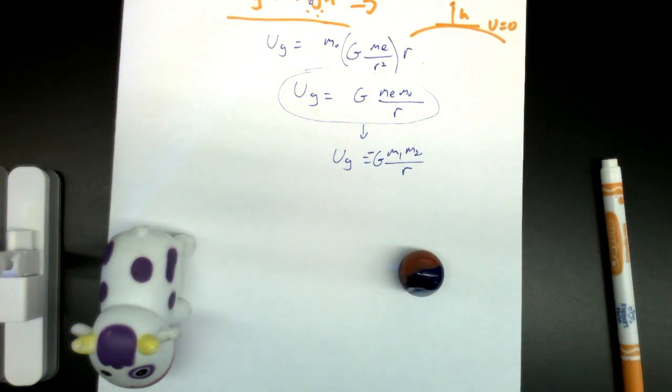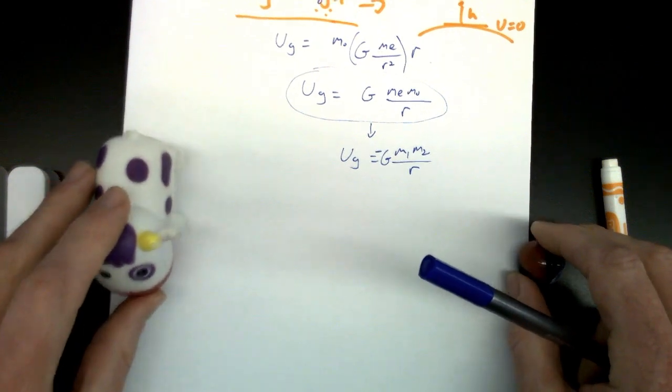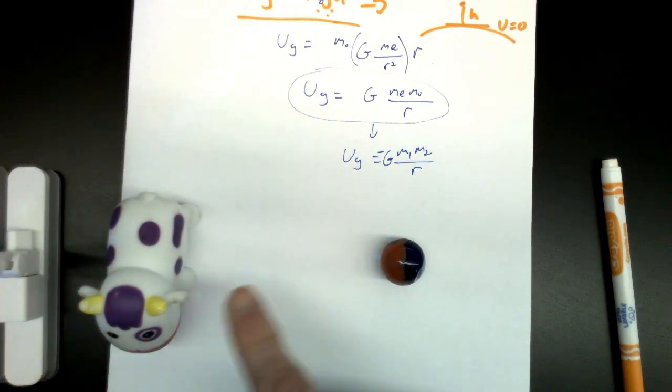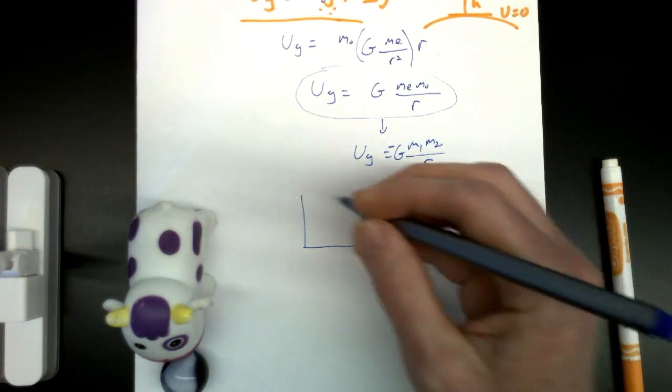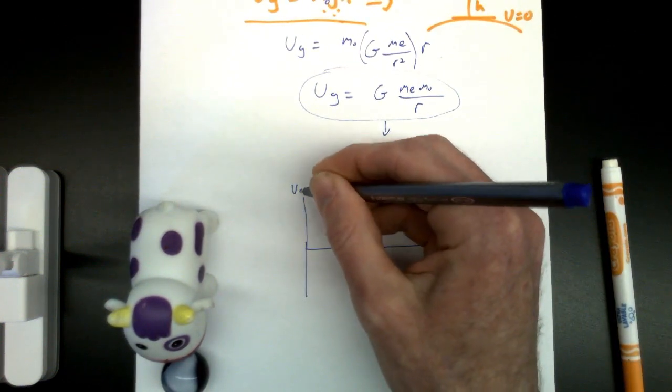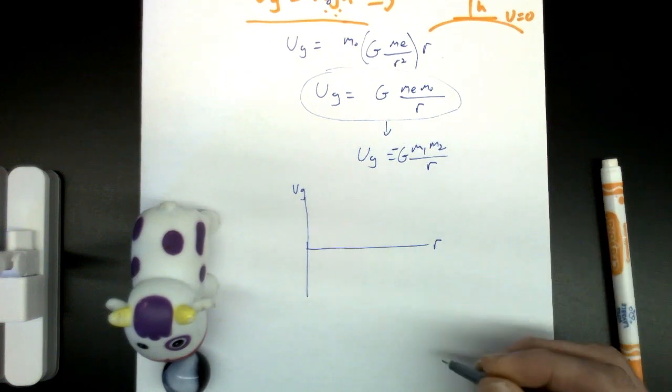So what is that going to look like in terms of a graph of things? Well, if I graphed the gravitational potential energy between these two objects right here over distance, right? So it actually needs to go negative. So here's the gravitational potential energy compared to the distance.